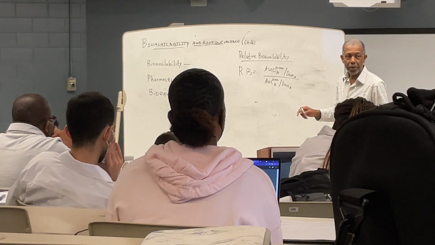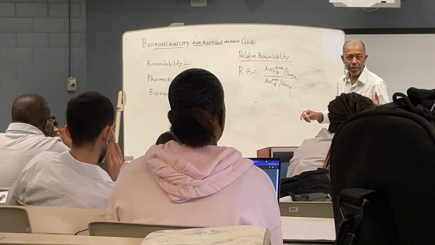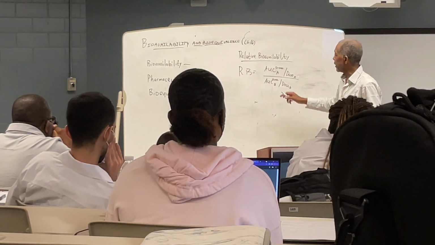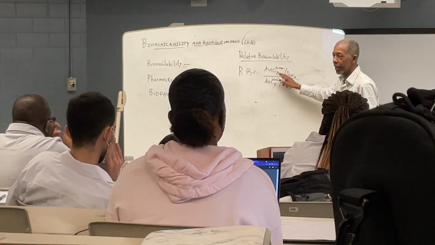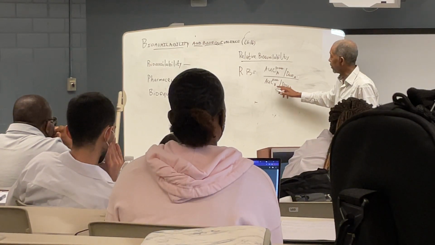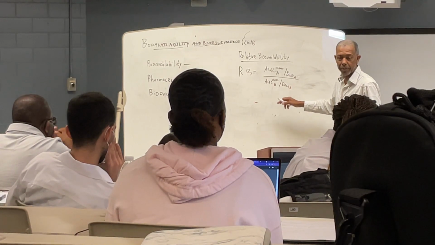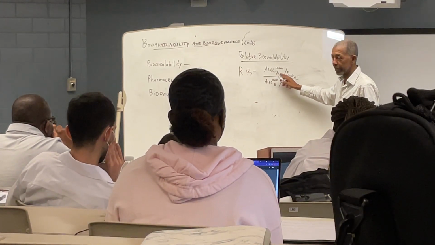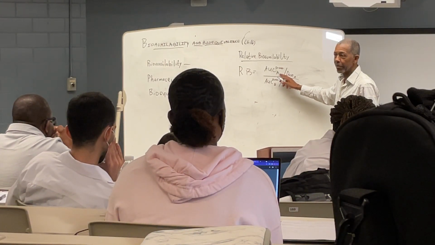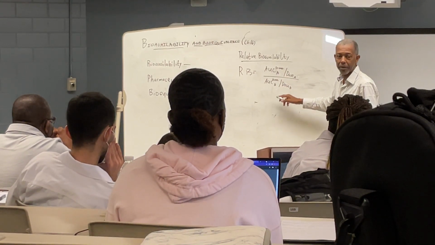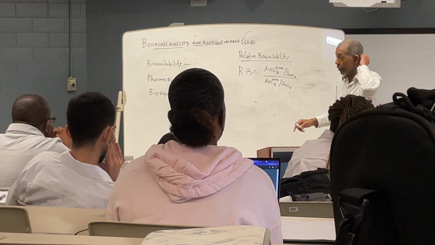So when you read in the literature in your textbook that the relative bioavailability of a drug product is 100%, that would just mean that whatever drug product you're talking about, compared to some reference standard, the availability is the same for both of them. If this value is equal to 50%, that means that the product being tested is only absorbed 50% as much as the reference product. That's useful information.